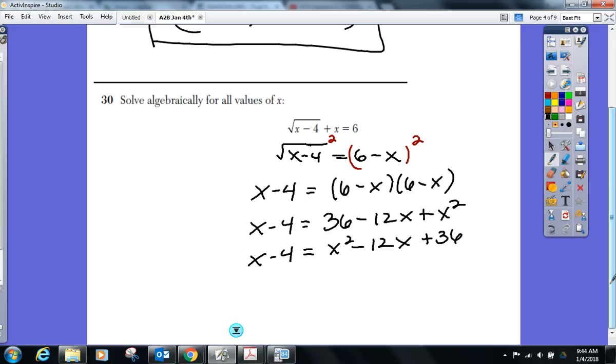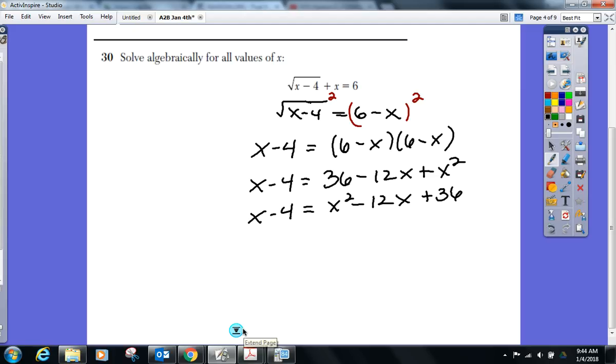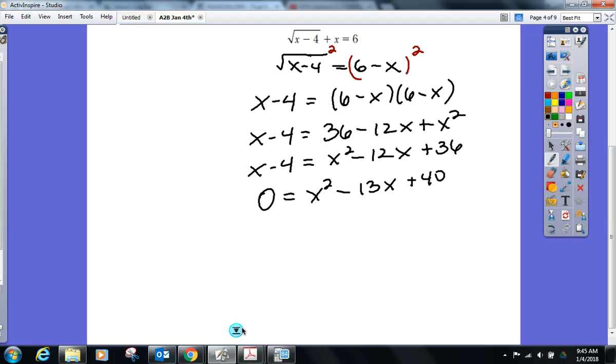What's your next step here? Because we're solving. Get everything equal to 0. Yep, so move everything over. You get x squared. When I subtract the x, I get 13x, and when I add the 4, I get 40. This is not bad as far as a factoring problem goes. Two numbers that multiply to 40 but are going to add to negative 13. Yep. So x is going to equal 8.